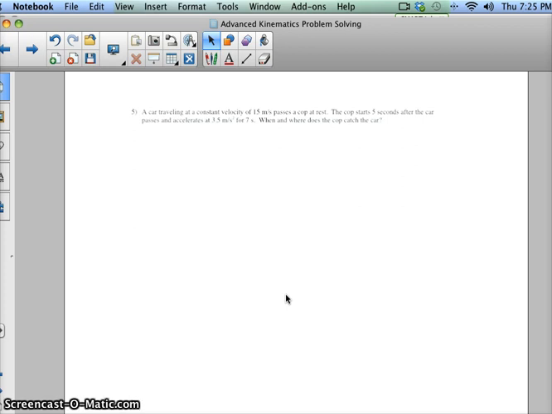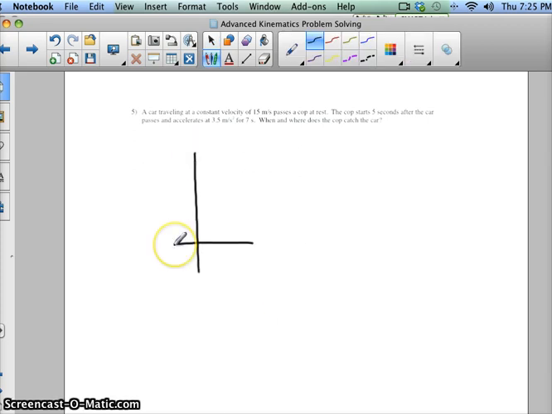I forgot to delete it. It says, when and where does the cop catch the car? Okay? So let's check this out. We're talking about a car that basically passes a cop that's sitting there, and the car moves for 5 seconds before the cop starts moving at all.